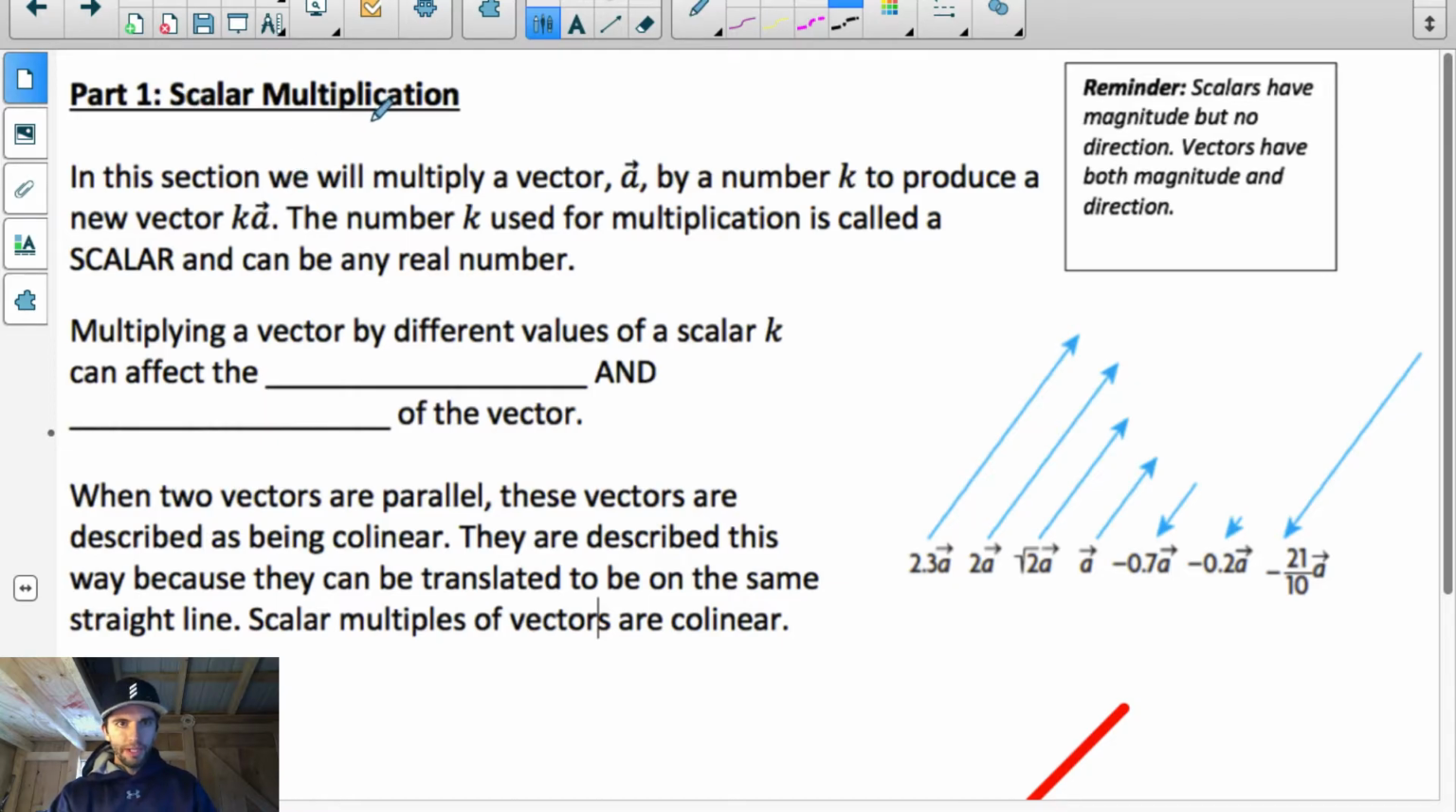Part 1, scalar multiplication. Over here I have a diagram of a bunch of vectors that are scalar multiples of each other. In this section we'll be multiplying a vector, we'll call it vector A, by a number k to produce a new vector k times vector A. The number k used for multiplication is called a scalar and can be any real number. Multiplying a vector by different values of a scalar k can affect the magnitude and the direction of the vector.